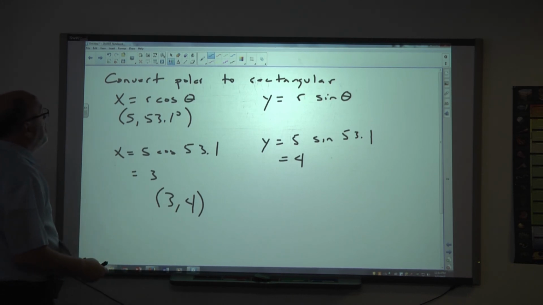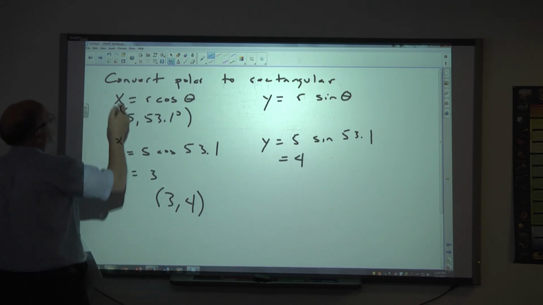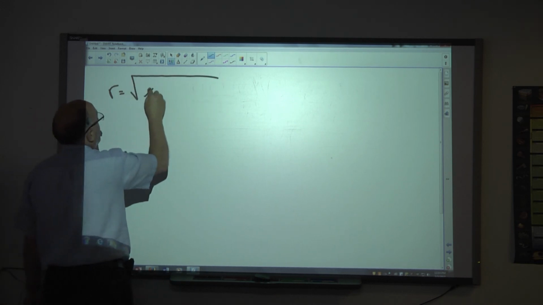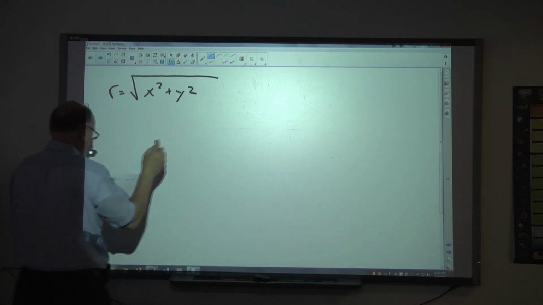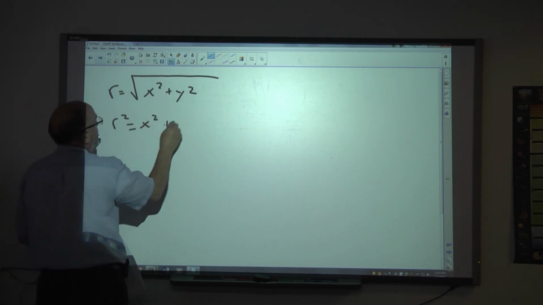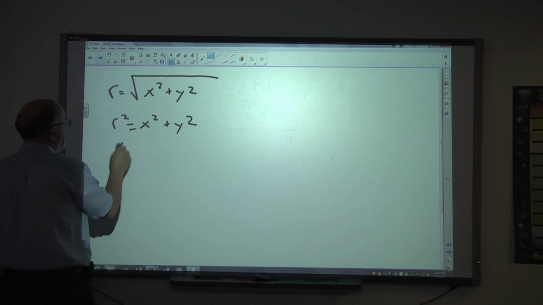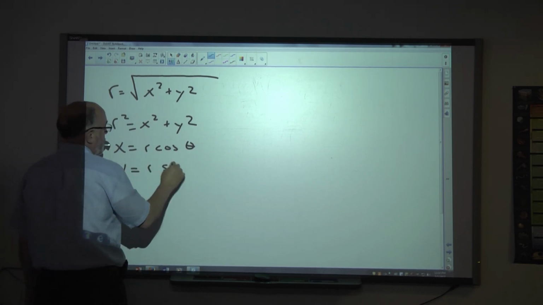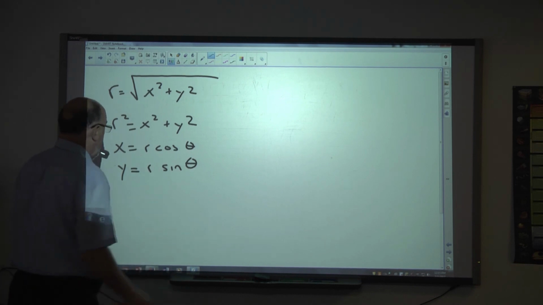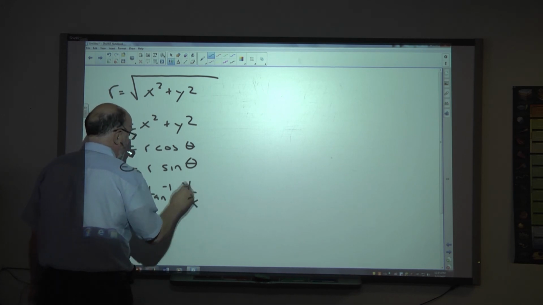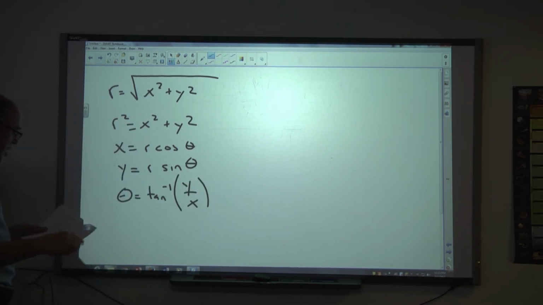So in terms of these various formulas that we'll make use of between rectangular and polar, you've got r equals the square root of x squared plus y squared, or r squared equals x squared plus y squared. You've got x equals r cosine theta, y equals r sine theta, and then theta is the inverse tangent of y over x. So those are the formulas we had up before.